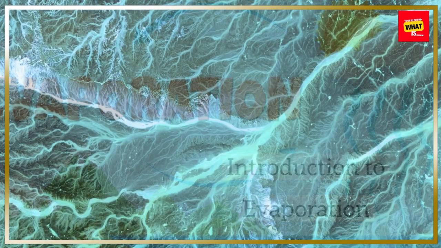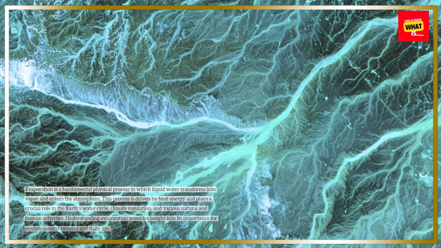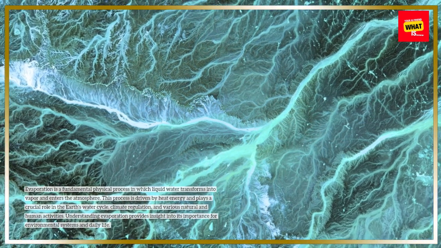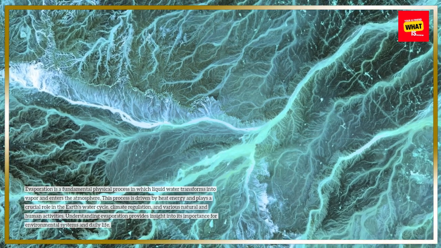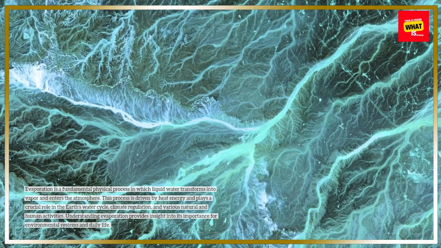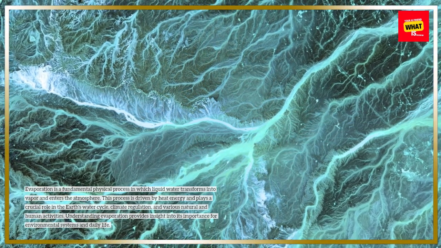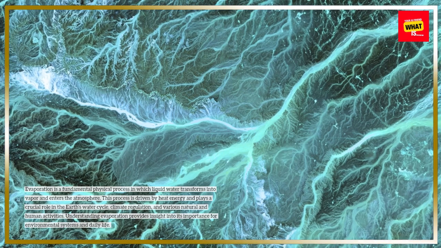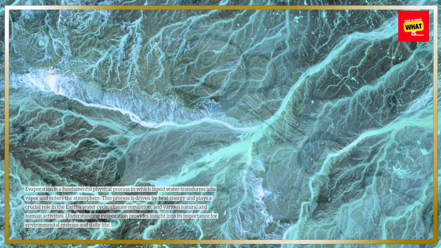Introduction to evaporation. Evaporation is a fundamental physical process in which liquid water transforms into vapor and enters the atmosphere. This process is driven by heat energy and plays a crucial role in the Earth's water cycle, climate regulation, and various natural and human activities. Understanding evaporation provides insight into its importance for environmental systems and daily life.